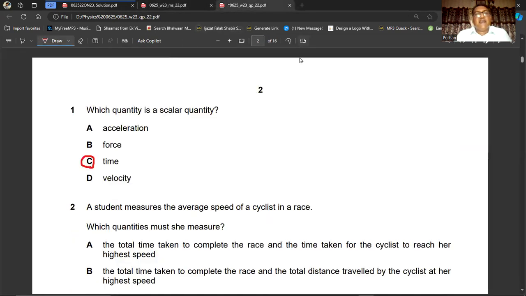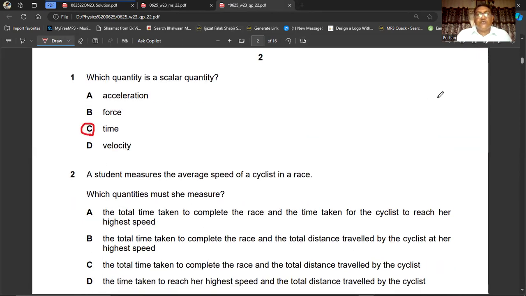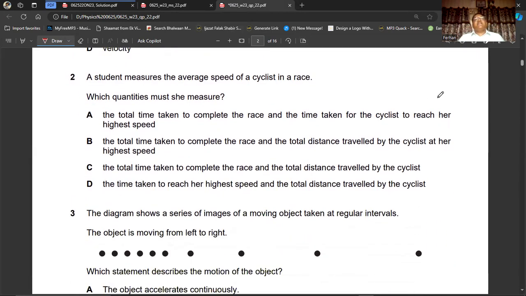Then we have question number 2, and it says a student measures the average speed of a cyclist in a race. Whenever you measure average speed of anything, that is always total distance traveled divided by the total time taken. Which quantity must she measure? The total time taken to complete the race and the total distance traveled by the cyclist. So these are the two quantities.